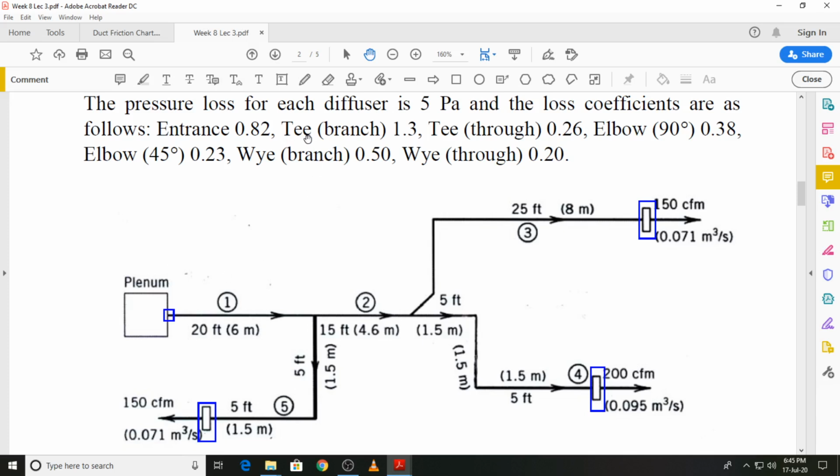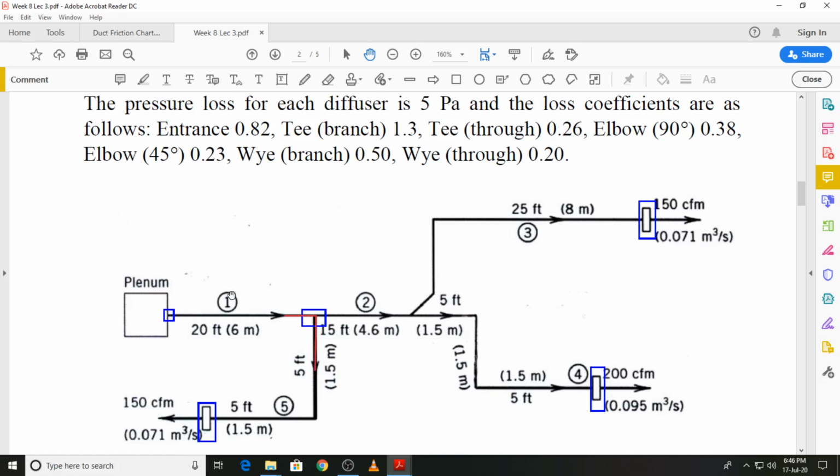Then there are T's. So as the name implies, it's a section which resembles a T. You can see this is a T over here, and you can see that there are two values. One is T branch, the other is T through. The way to interpret it is that if we look at the flow of air through this fitting, it goes from the main duct and then it goes into the branch. So that is going into the T, and from the T into the branch.